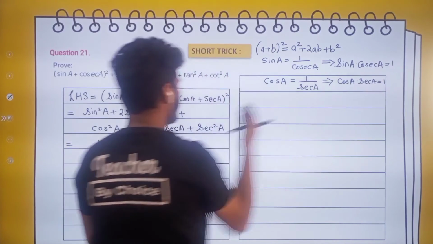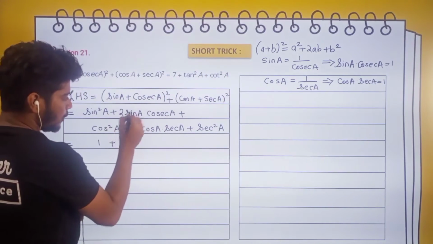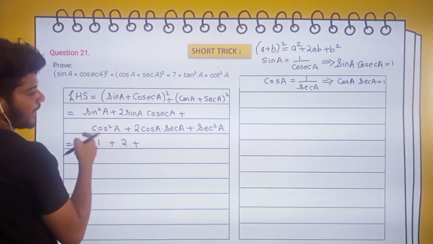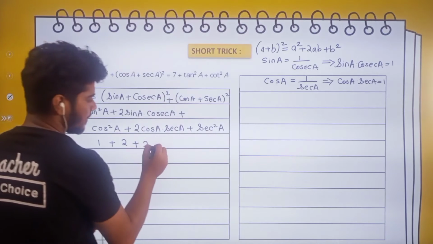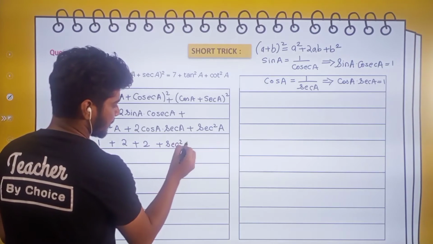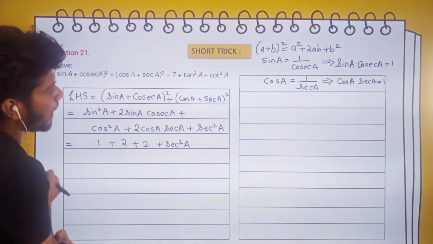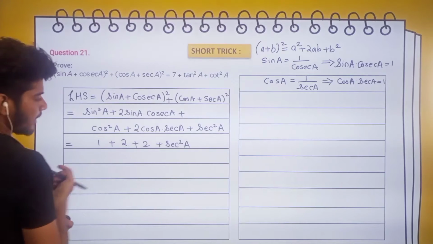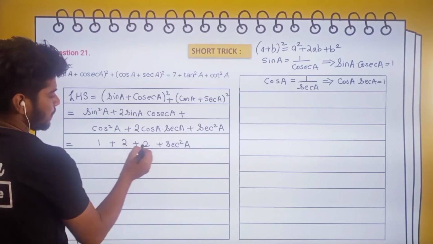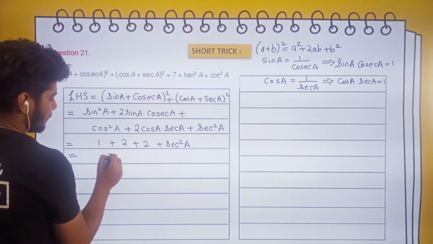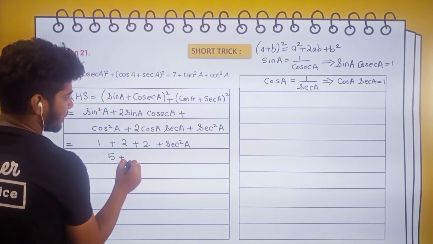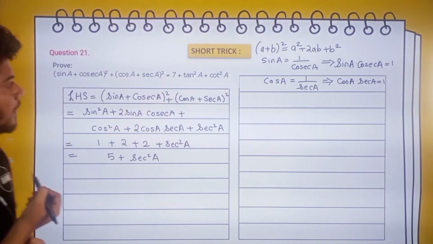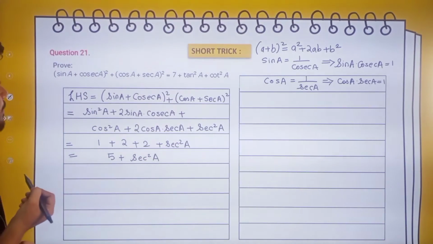We need to put these values over here. So you will get plus 2, and this 2 as it is, plus sec square a, right? I hope you can see we are almost getting the sum. So 1 plus 2 plus 2 is how much? 5 plus sec square a, right? Now we want what? Tan square a plus cot square a.